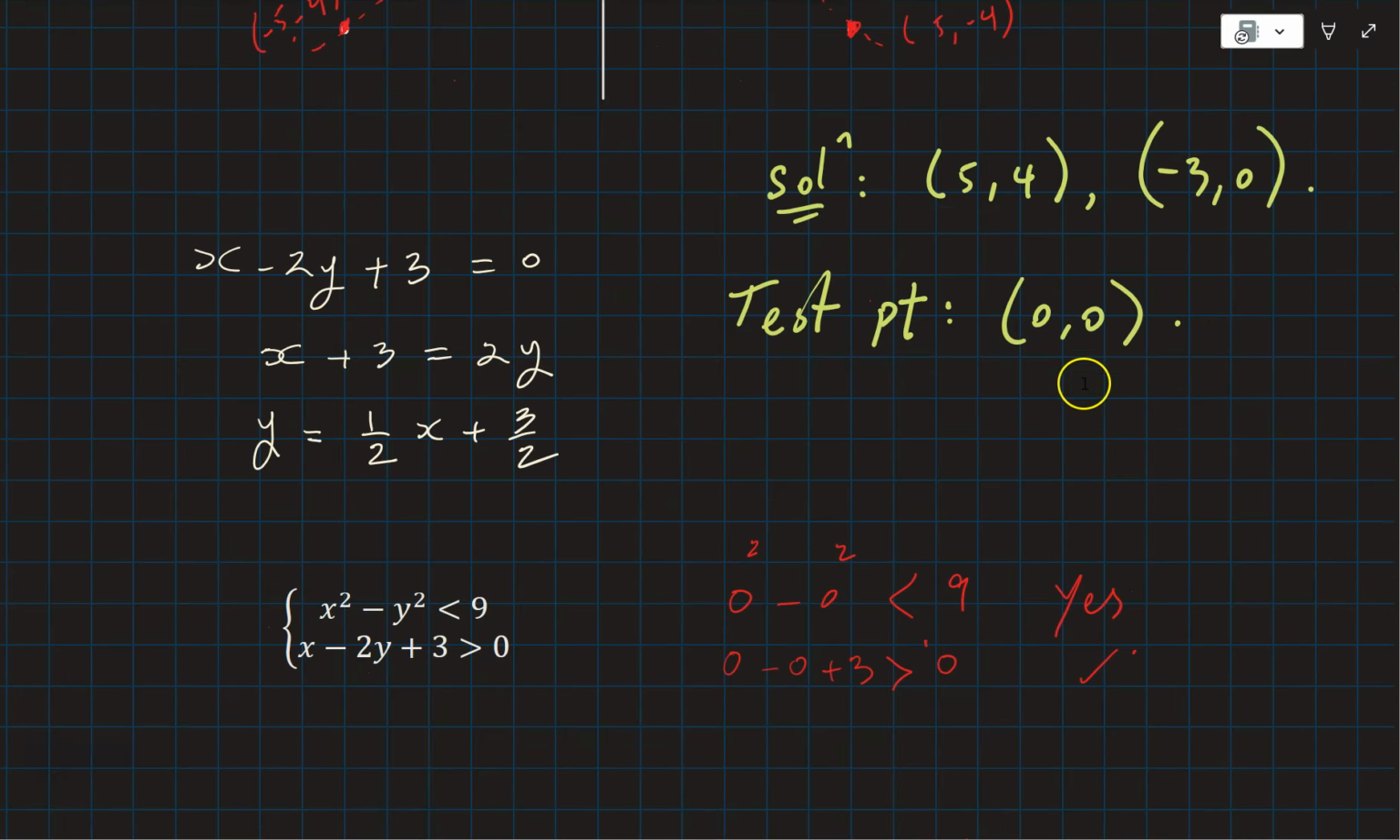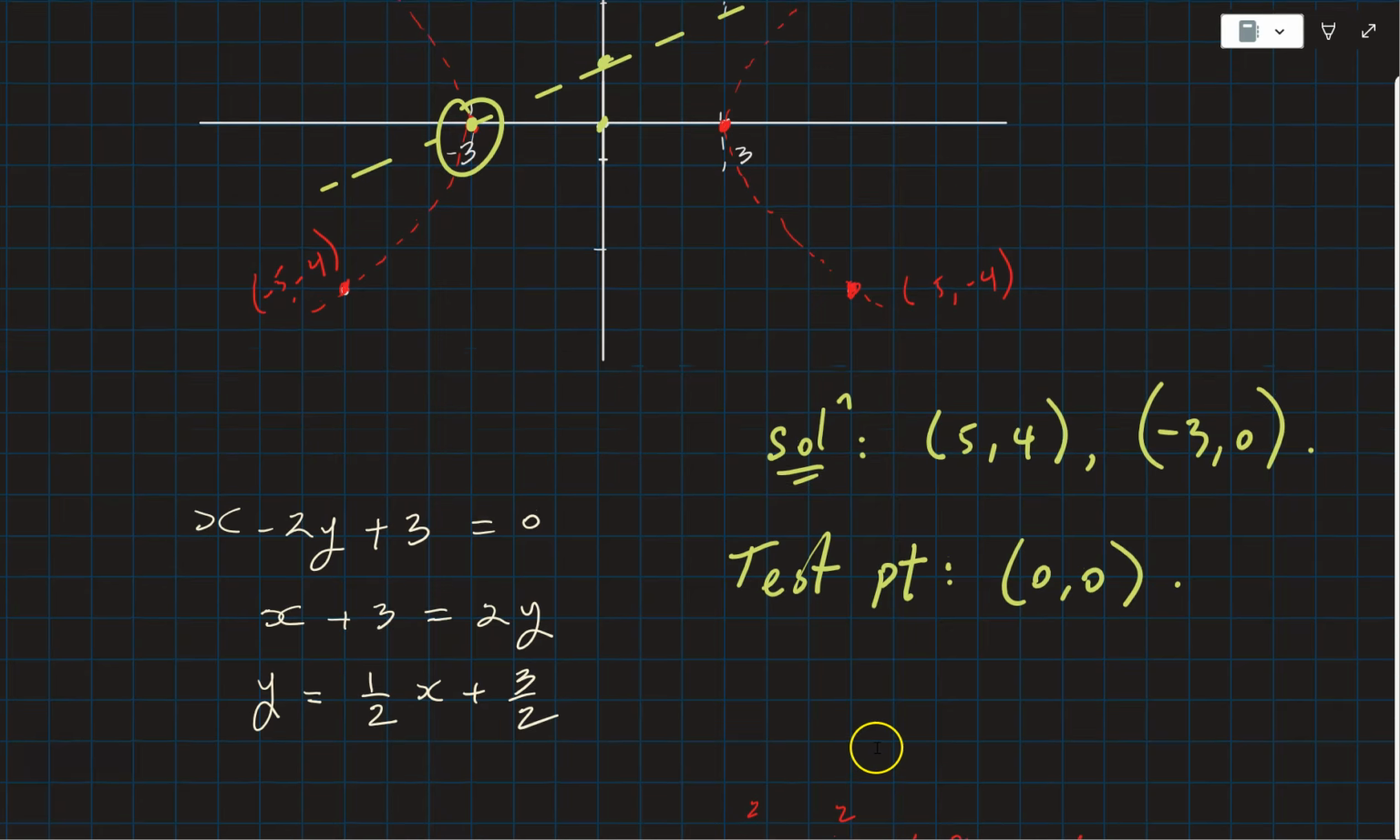We're going to take the test point and plug it into the system, one inequality at a time. So 0 squared minus 0 squared, is that less than 9? 0 is less than 9? Sure it is. And then the other one is 0 minus 0 plus 3. Is that greater than 0? 3 is greater than 0, so yes it is.